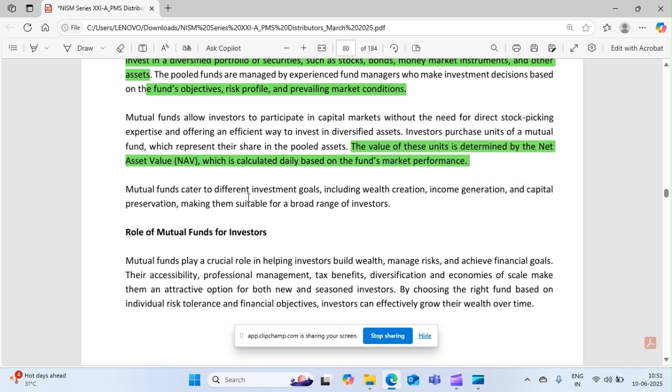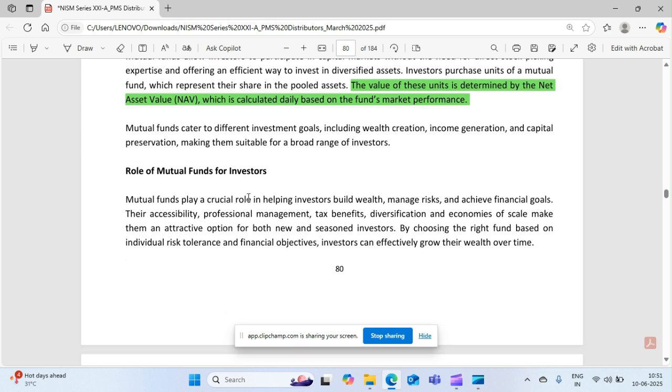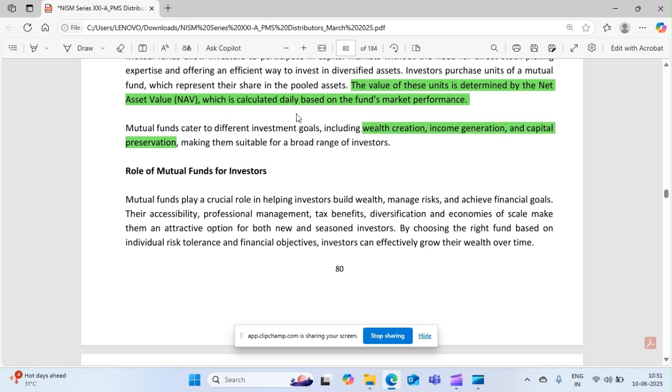So mutual funds, obviously, are not just focused on one type of investment. Mutual funds will cater to different investment goals: wealth creation, income generation, and capital preservation. So there may be a question in the exam: which of the following is not done by a mutual fund, right? And you may have a fourth option. So if you focus on these points, this will help you to prepare for the exam.